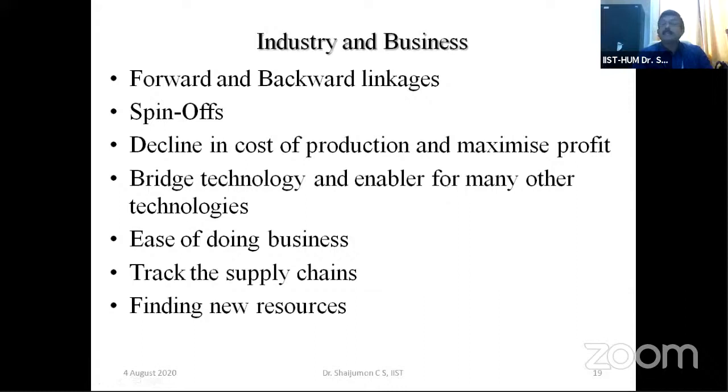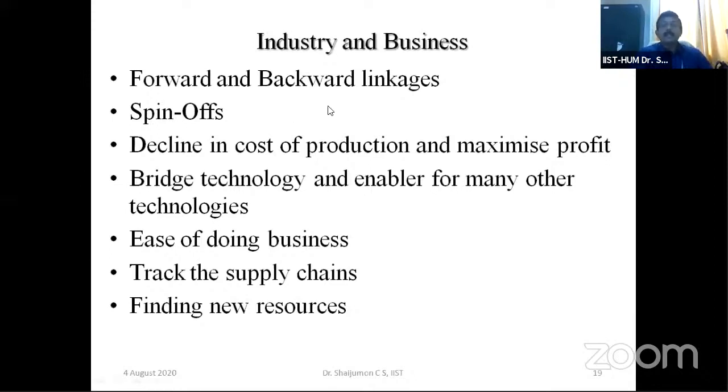Industry and business. Take industry and business, how it is benefiting. I already explained forward and backward linkages when you develop space technology: spin-offs, decline in cost of production and maximized profit for entrepreneurs. That is very important. It is a bridge technology and an enabler for many other technologies. You can enable many other technologies by using space technology. Ease of doing business will improve in the country.